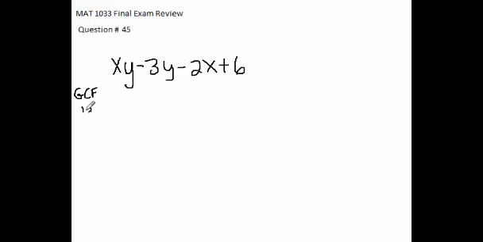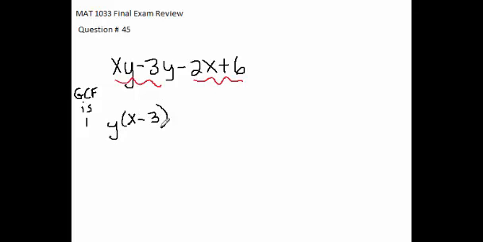MAT1033 Final Exam Review Question number 45. I'm to factor completely. I have xy minus 3y minus 2x plus 6. I start with the GCF. GCF is 1. I have a 4-term polynomial, so I'm going to factor by grouping, and I'll group the first 2, the second 2, and then take out the GCF by groups.